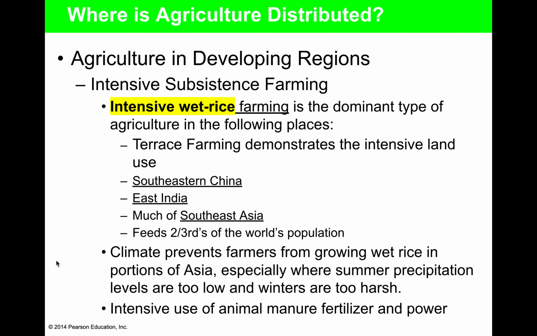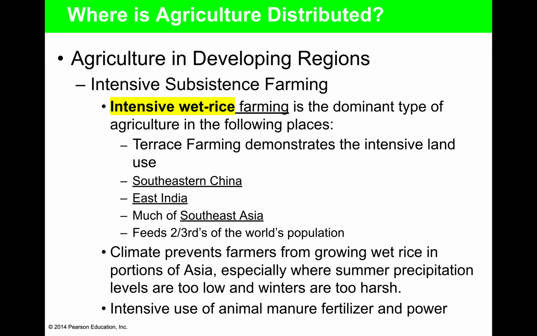Only Southeast China can grow rice, which was already mentioned. Climate prevents farmers from growing wet rice in portions of Asia. But like in China, they'll use double cropping with rice planting in Southeast China.